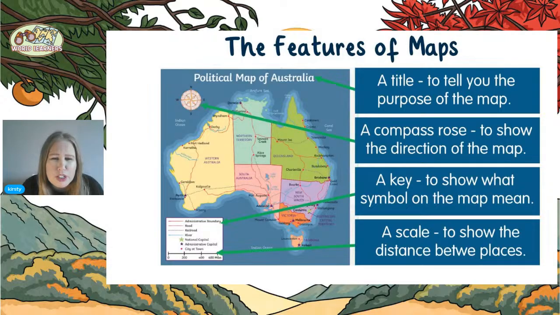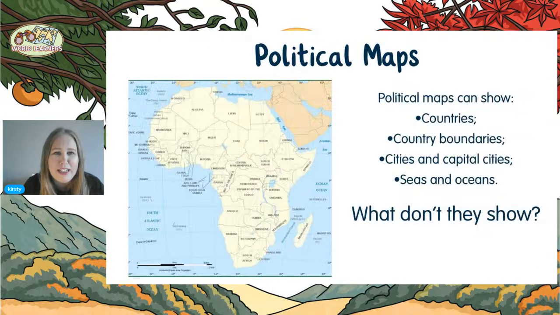And then at the bottom there, we've got a scale, and that's to show the distance between places. Obviously, our map is a lot smaller than the real Australia. So that's showing us a scale by maybe, I can't quite see it there. It's a bit little, isn't it? But so many centimetres would represent, say, so many miles. So you'd know the scale and how far each distance is. Right. Now let's look at some different types of maps.